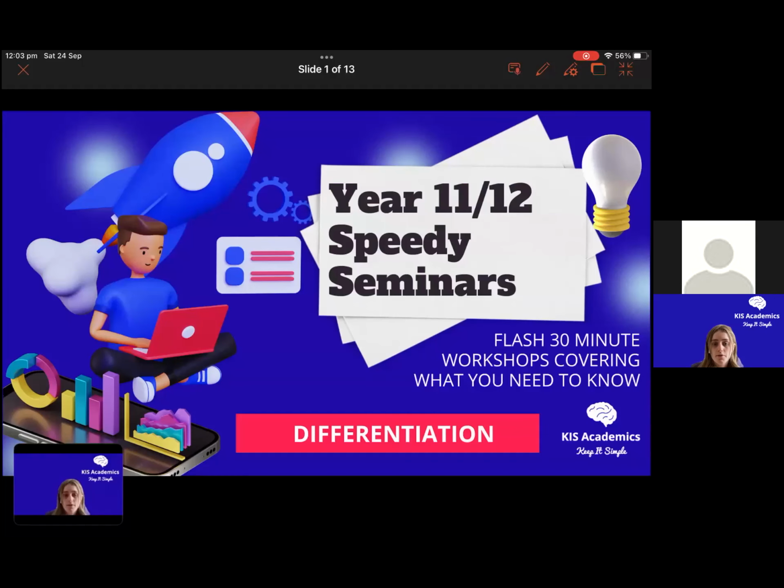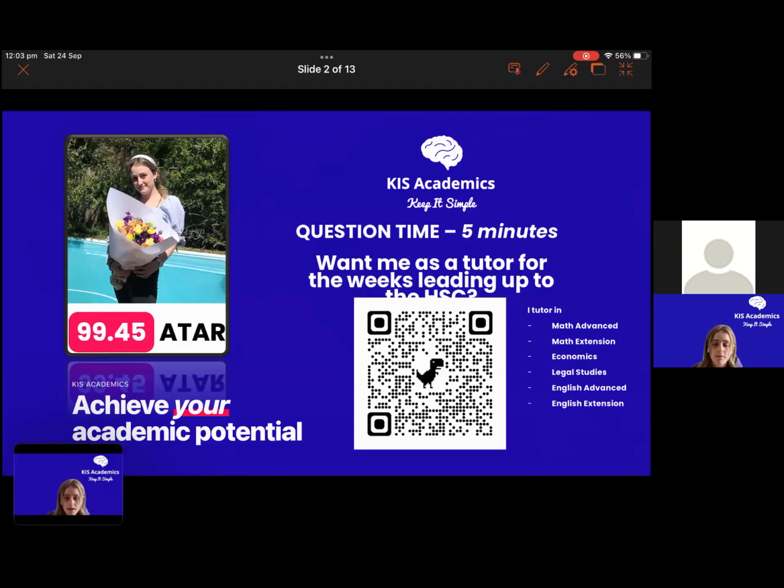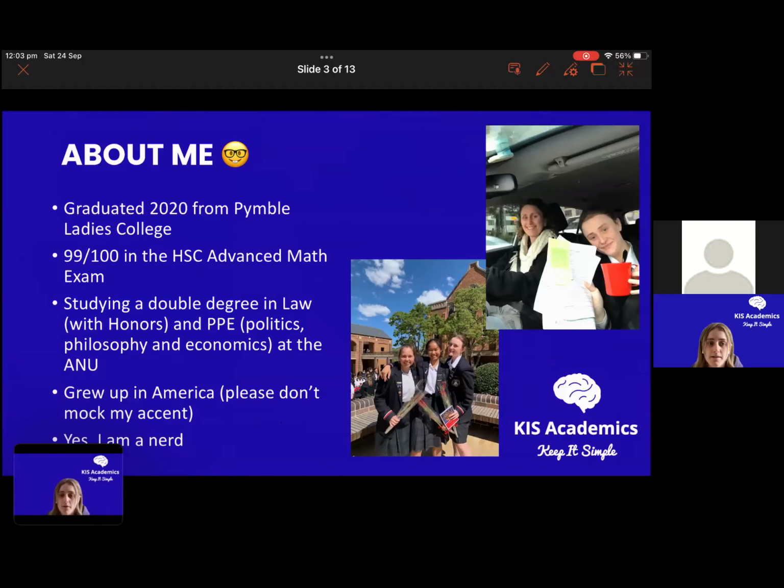So we're going through differentiation, and this is a little bit about me. I got a 99.45 ATAR in 2020. I went to Pymble, and these are all the different subjects that I tutor in. Another couple of things about me is that I'm doing a double degree in law and economics and politics and philosophy, mostly economics. I grew up in America and I'm very much a nerd. I own it. It's completely true.